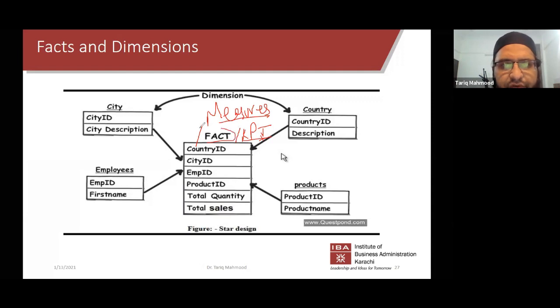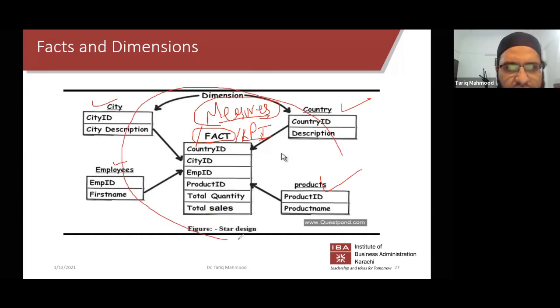Measures or KPIs or facts. And all the string variables, you put those in dimensions. For example, country, city, employees, employee name, product ID, etc. That's a dimension. And across these dimensions, I analyze the facts. That's all you need to keep in mind. Okay, across the dimensions, I analyze the facts.